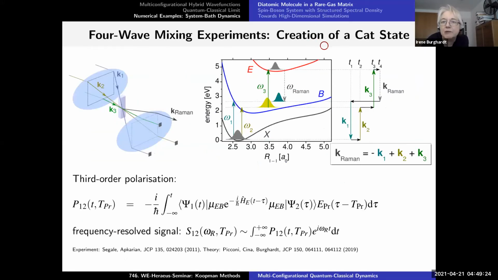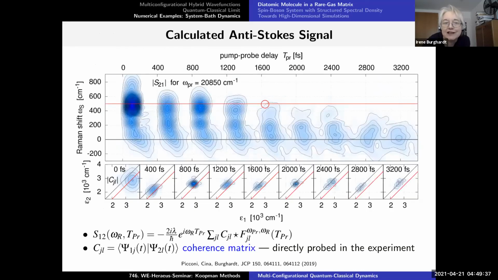We also looked at experiments where a molecular cat state is produced. These are Raman type experiments where we have multiple pulses. And this cat state is a coherent superposition, and we get signals that directly inform about the decoherence in the system. That experiment, a Raman type experiment where we have these anti-Stokes signals, actually directly shows a so-called coherence matrix, which is got from the experiment. And we see this decay of coherence on a time scale of about 3 picoseconds.